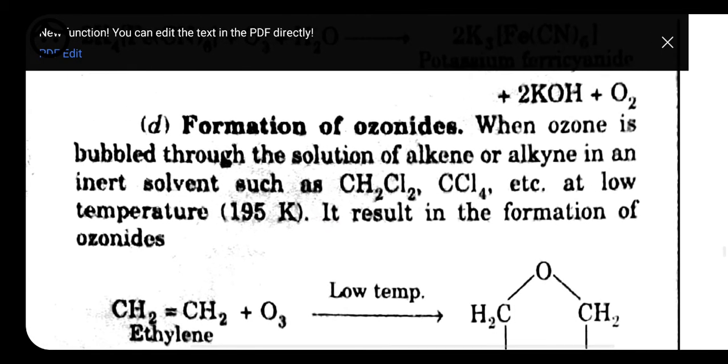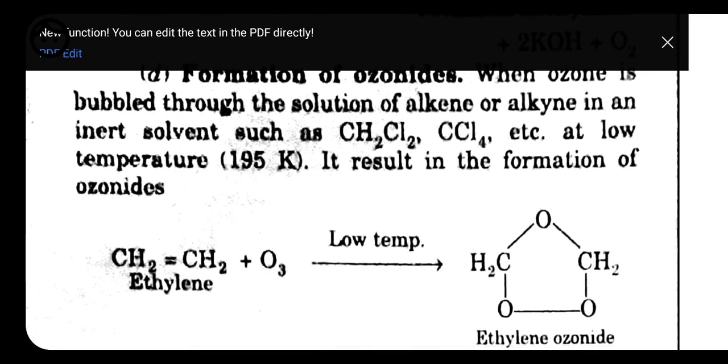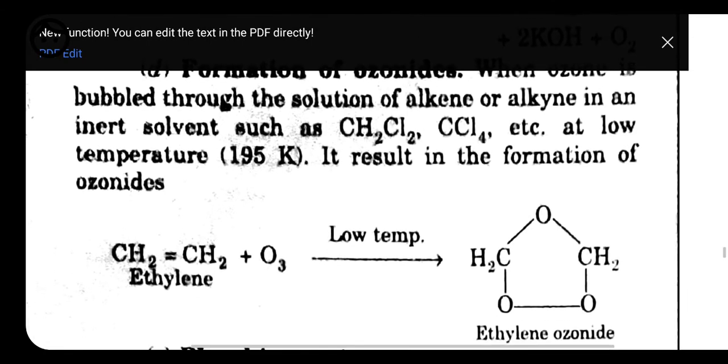Now we have the formation of ozonoid. How is ozonoid formed? When ozone is bubbled through a solution of alkene or alkyne in inert solvents such as CH2Cl2 or CCl4, at low temperature it forms ozonide.